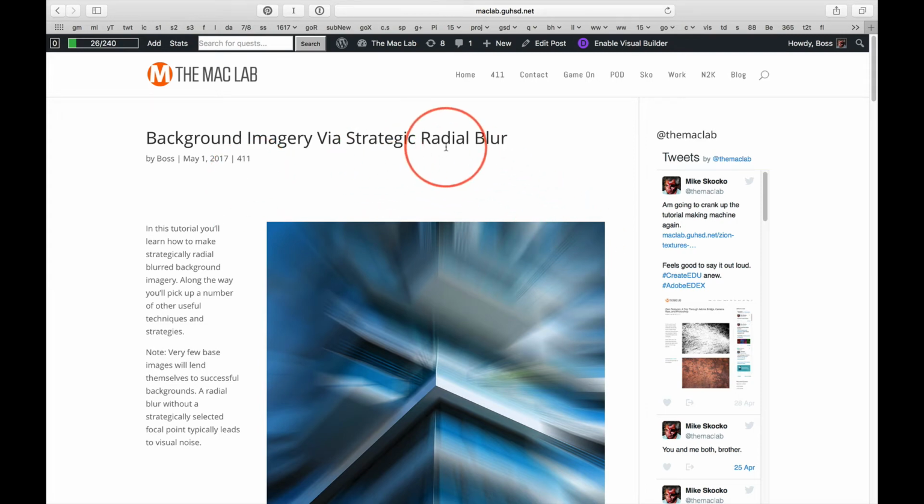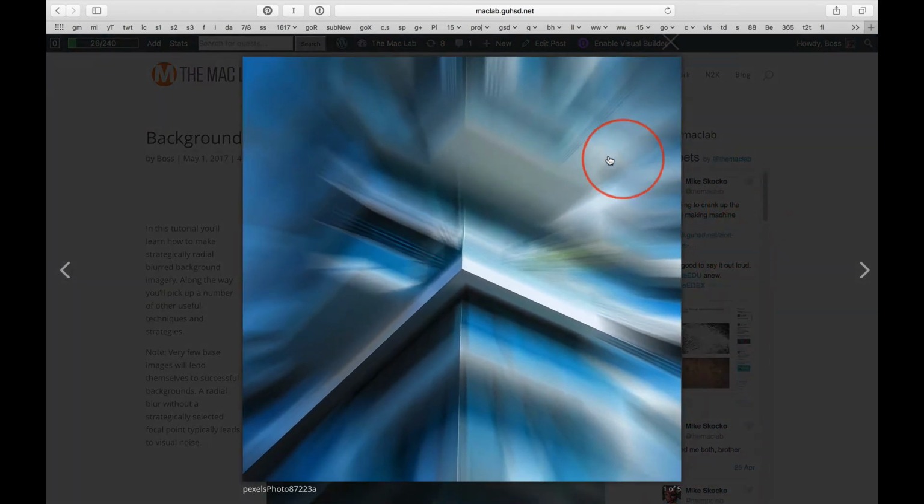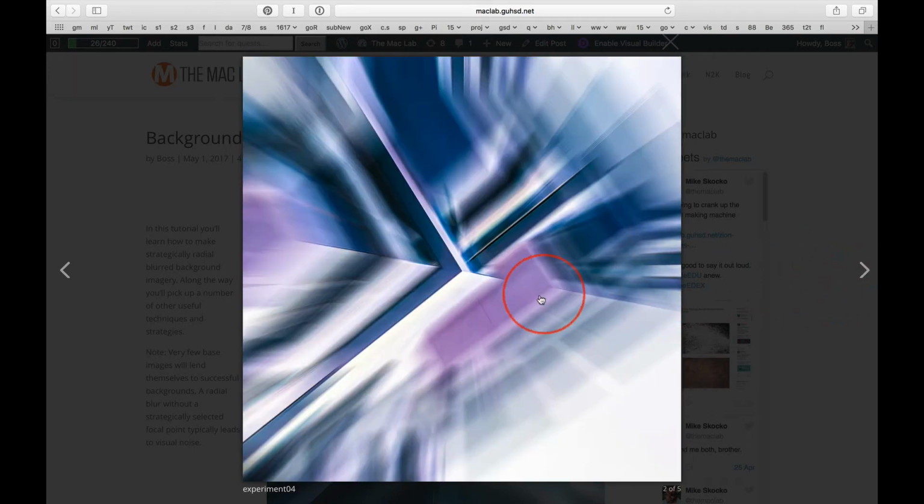These strategic radial blurs were first introduced back in the blog post experiment. You can find that here if you're interested. And what we're making are radial blurred background images, very large, 5,000 pixel square, that have a specific focal point. And that focal point revolves around geometry.